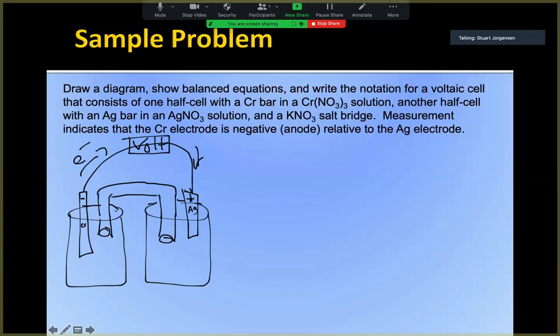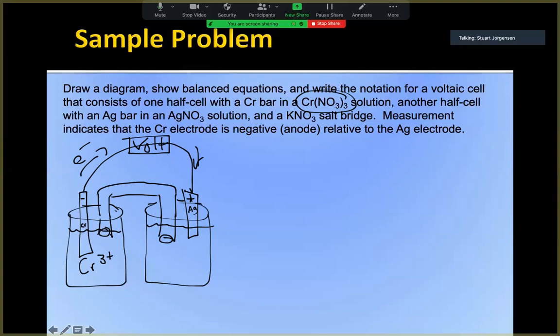These are going to be spectator ions, which means they're floating around in solution, and we don't really care about the nitrates. They're floating around, that's great. But it's really the ions we're interested in. Here we've got our chromium 3+. So if we're thinking about our solutions here, this chromium 3 nitrate solution is going to dissociate in solution, and our chromium 3+ is what's floating around in the liquid.